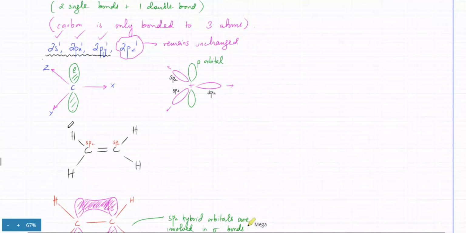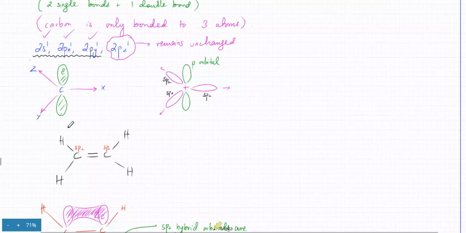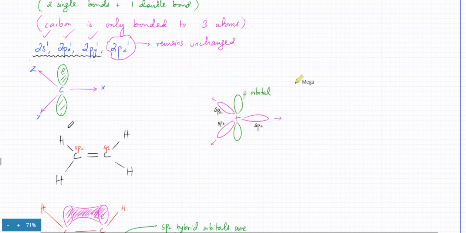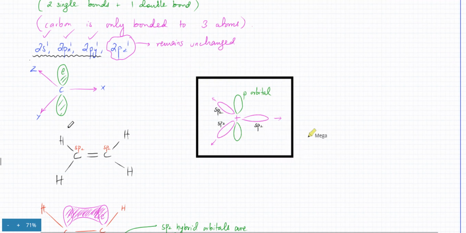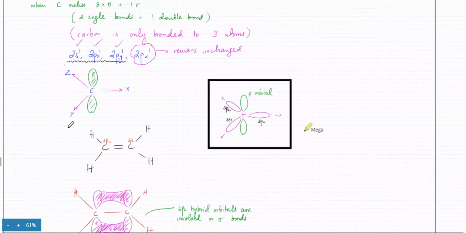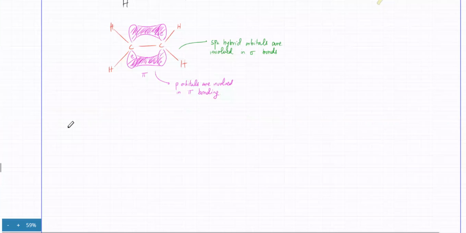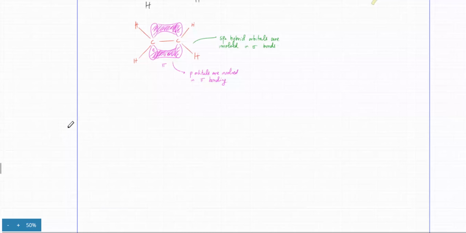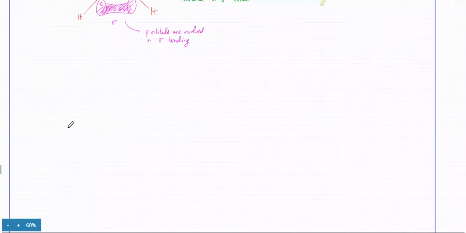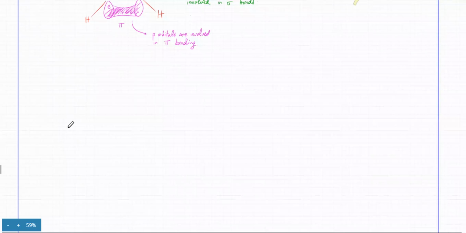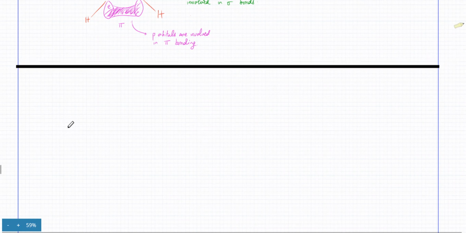So remember this particular shape. Let me highlight this. You get this shape. That's carbon sp2 hybridized. The next one is called sp hybridization. So what really happens in sp hybridization?